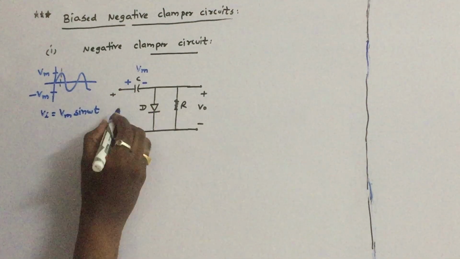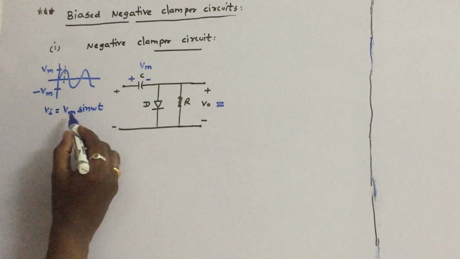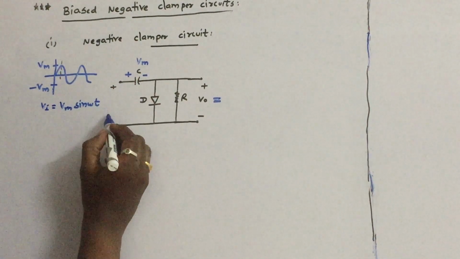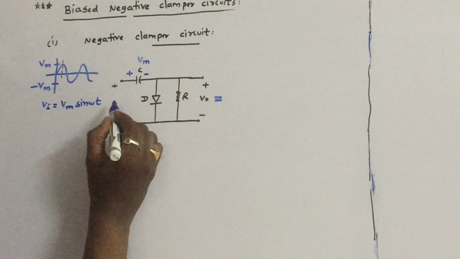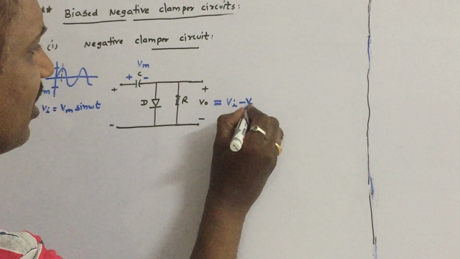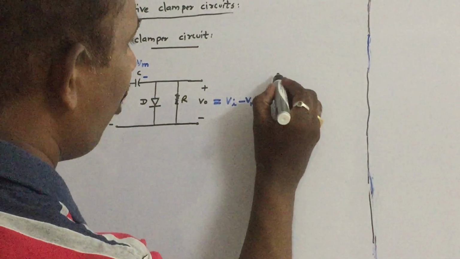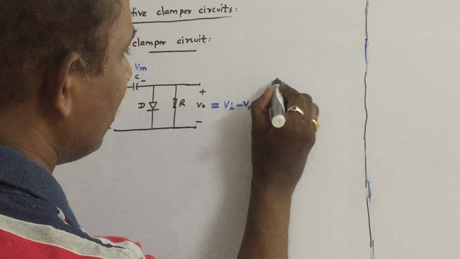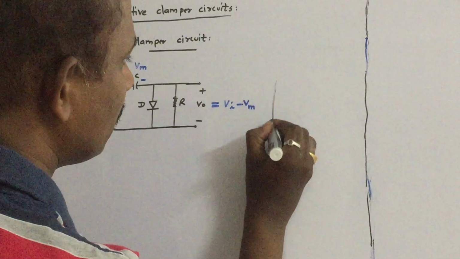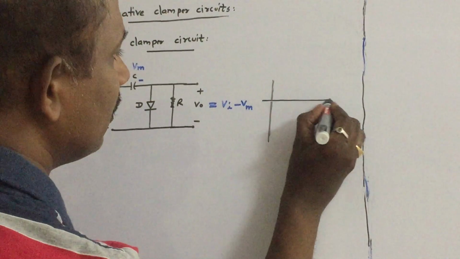Therefore, under steady state condition, what is the output expression? Simply Vi minus Vm. If you apply KVL to this outer loop, Vi minus Vm is the output voltage expression. So what is the output waveform? The output waveform we have drawn is as follows.